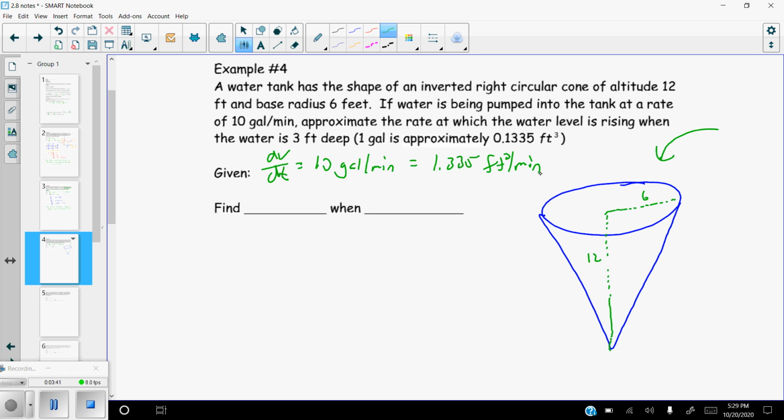It says we want to find the rate at which the water level is rising. So I'm trying to figure out how much the height is changing. So I'm looking for dH over dt. Specifically, it says when the water level is 3 feet deep, meaning that the height of this thing is 3 feet. So I already used blue, but we'll just say that like down here is our 3 foot level.